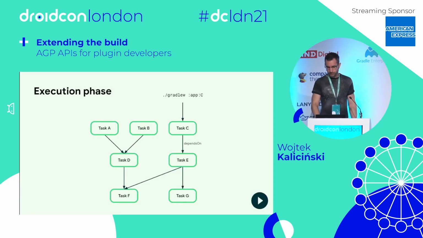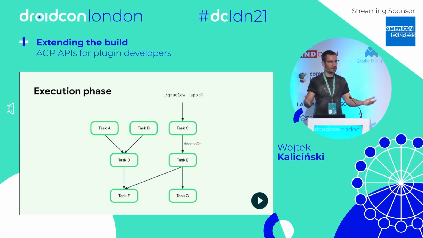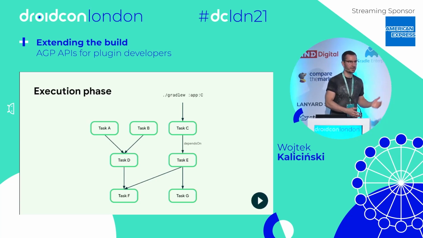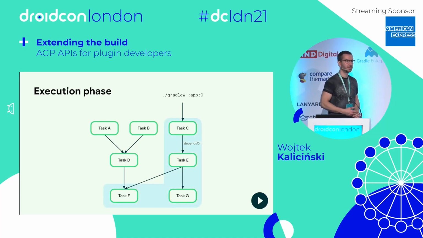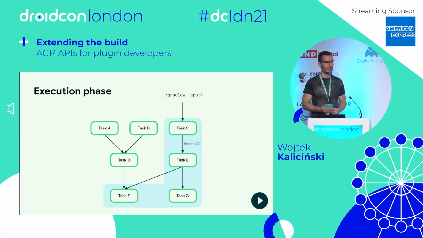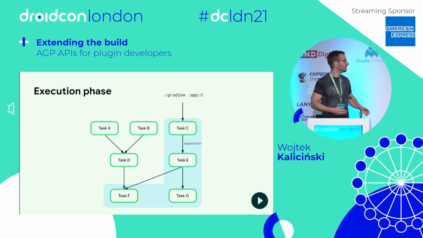Also, imagine after a successful configuration phase, all the plugins that you applied create all the tasks that they need. They create the connections between them, so some tasks depend on other tasks. And then you execute, let's say, task C on your command line. What happens is Gradle figures out which tasks need to run to satisfy that command.